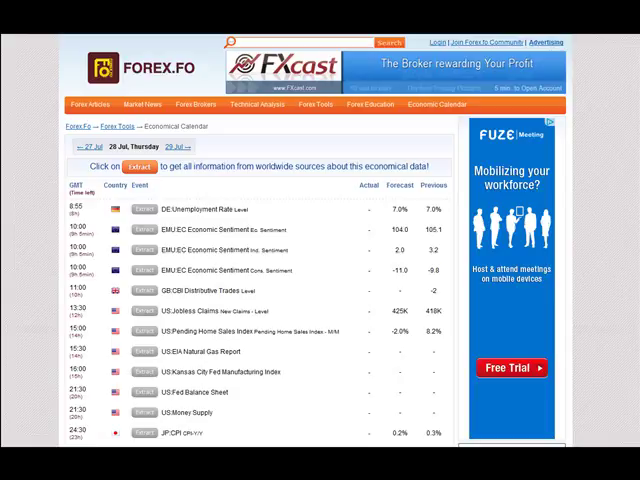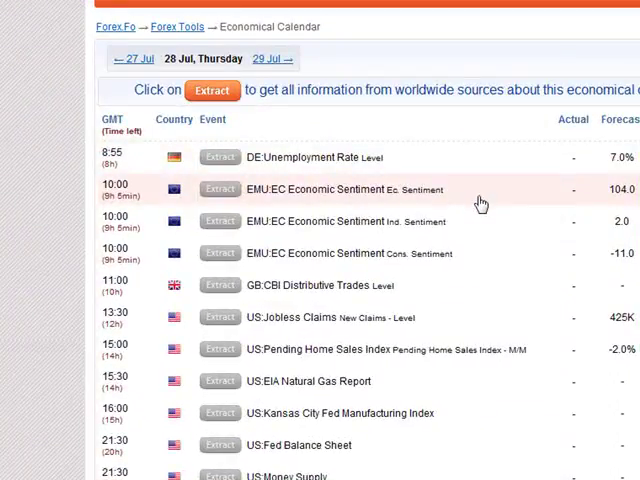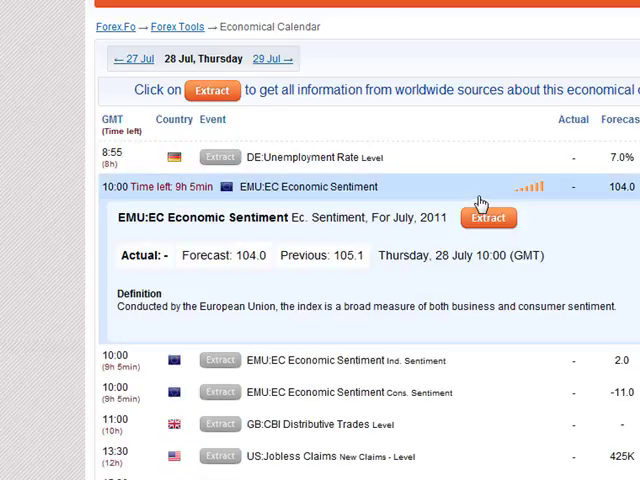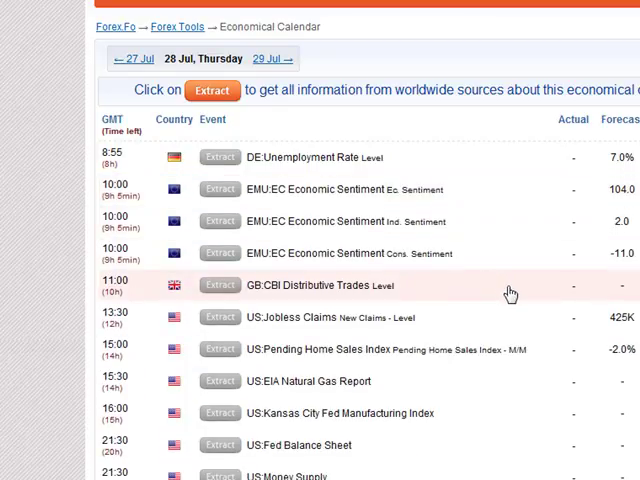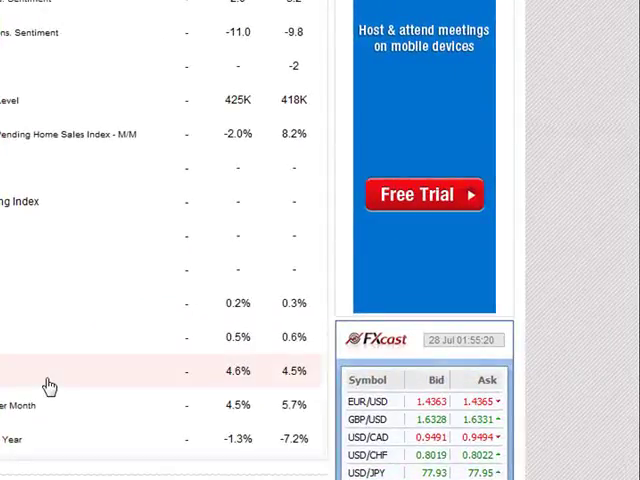As we look at our economic calendar, some things really jump out at me. First, we have unemployment rate in Germany. But we also have from the European Union the economic sentiment, so that certainly can move the market. As we move down a little bit, we have distributive trade for the pound, pending home sales for the States. But going down even more, the Kansas City Fed can move the market one way or the other. But we also have inflation data and unemployment rate for the yen.